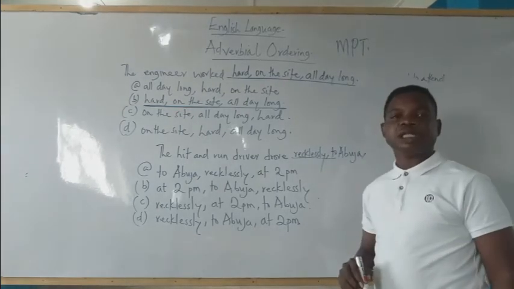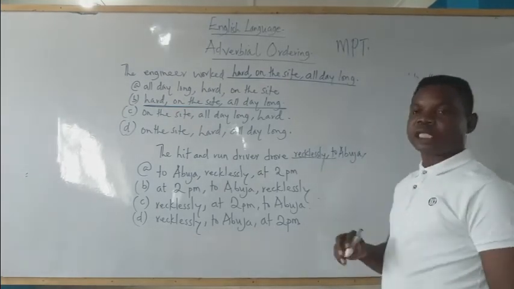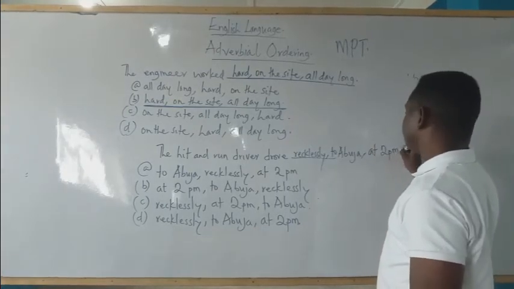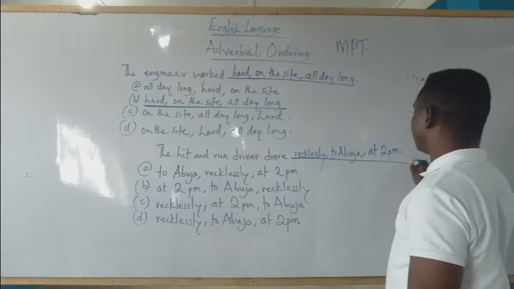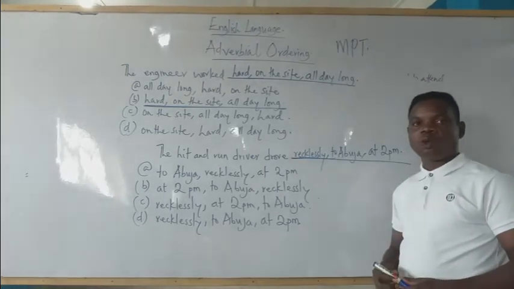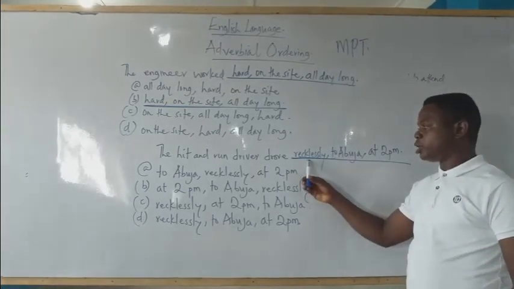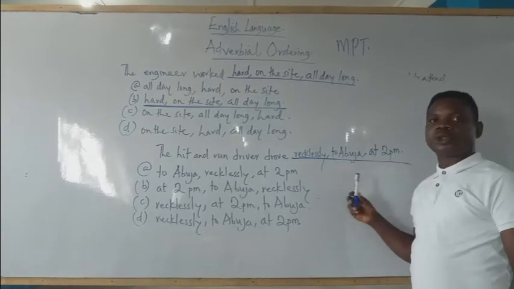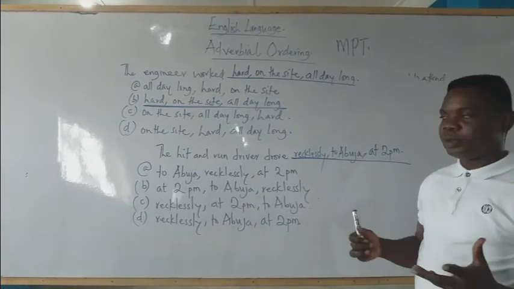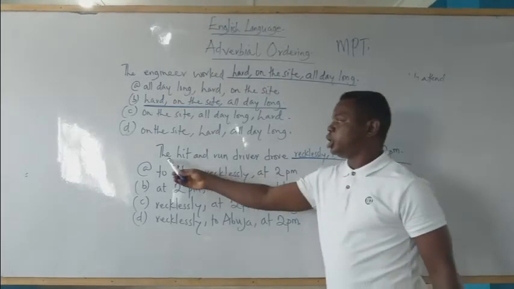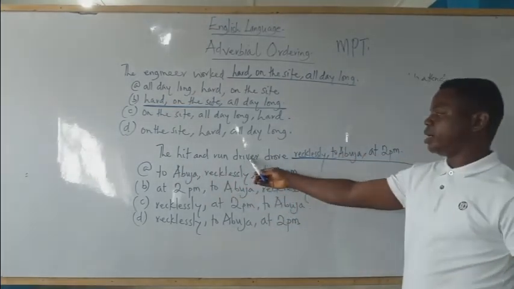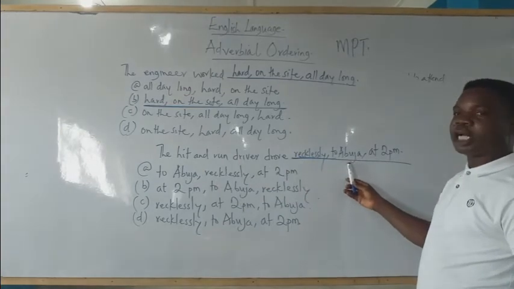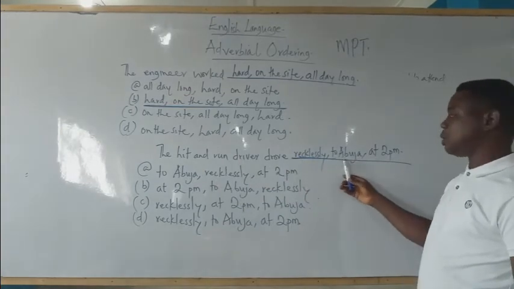What time did he drive? That is at 2 p.m. At 2 p.m. So the correct answer will be what? Recklessly to Abuja at 2 p.m. Such that the whole sentence will now be: the hit and run driver drove recklessly to Abuja at 2 p.m. So this is our correct order.